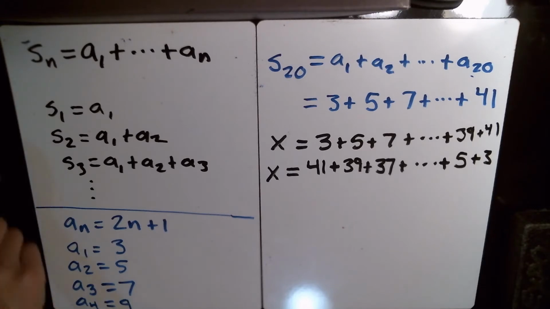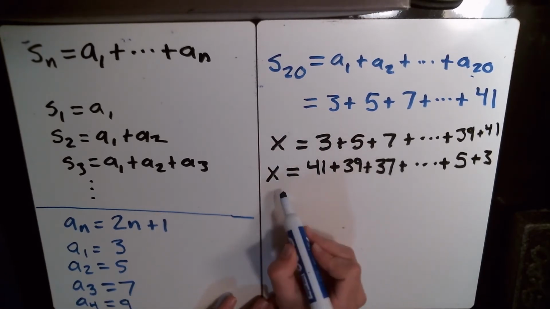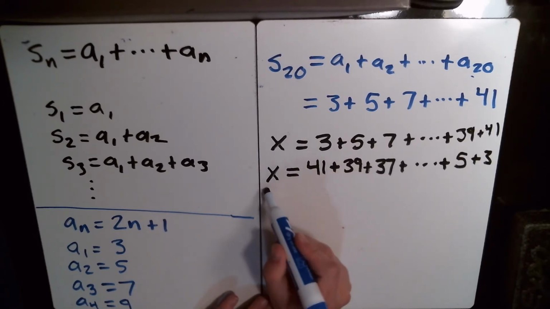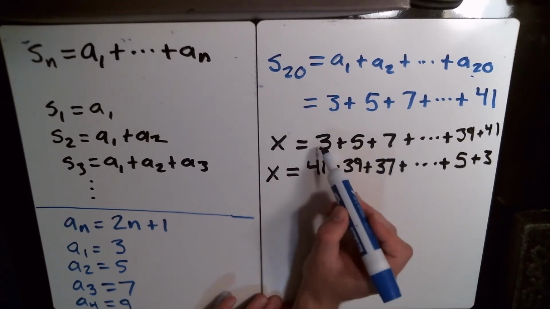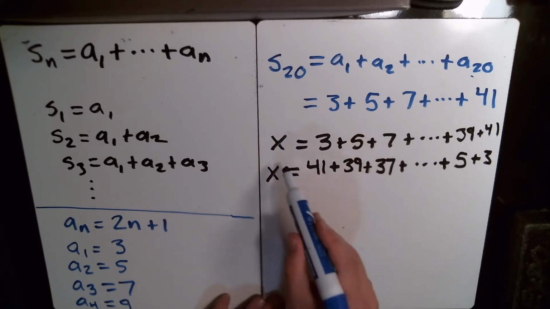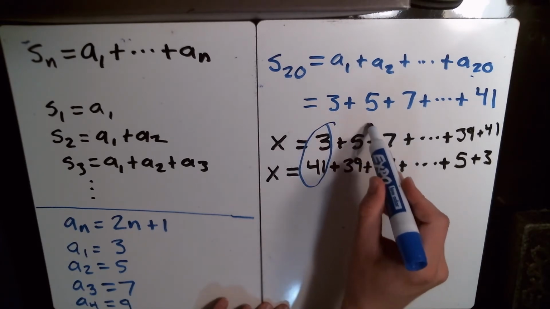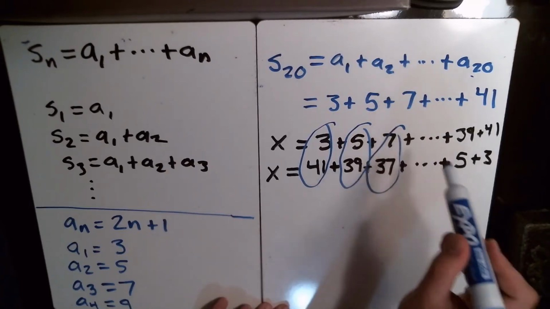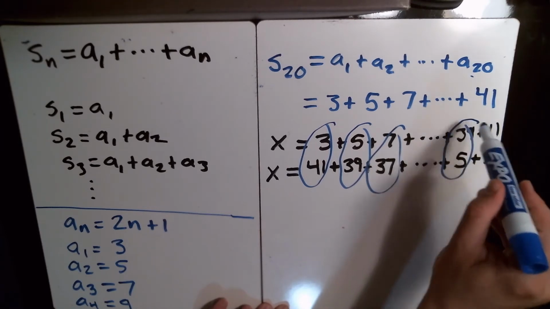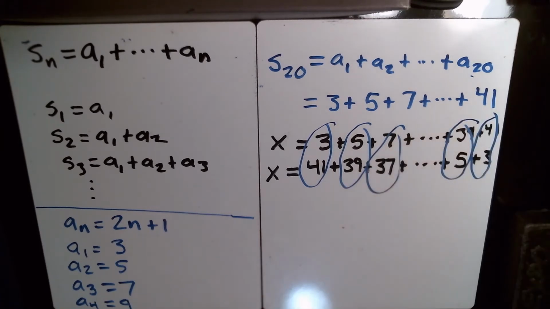Now, it doesn't matter what order you add things up, so these two things will be the same. They're both X. Now, the trick here is if you add these two together just directly on top of each other, so you add these two together, these two together, these two together, all the way through. If you add those together, what do you get?